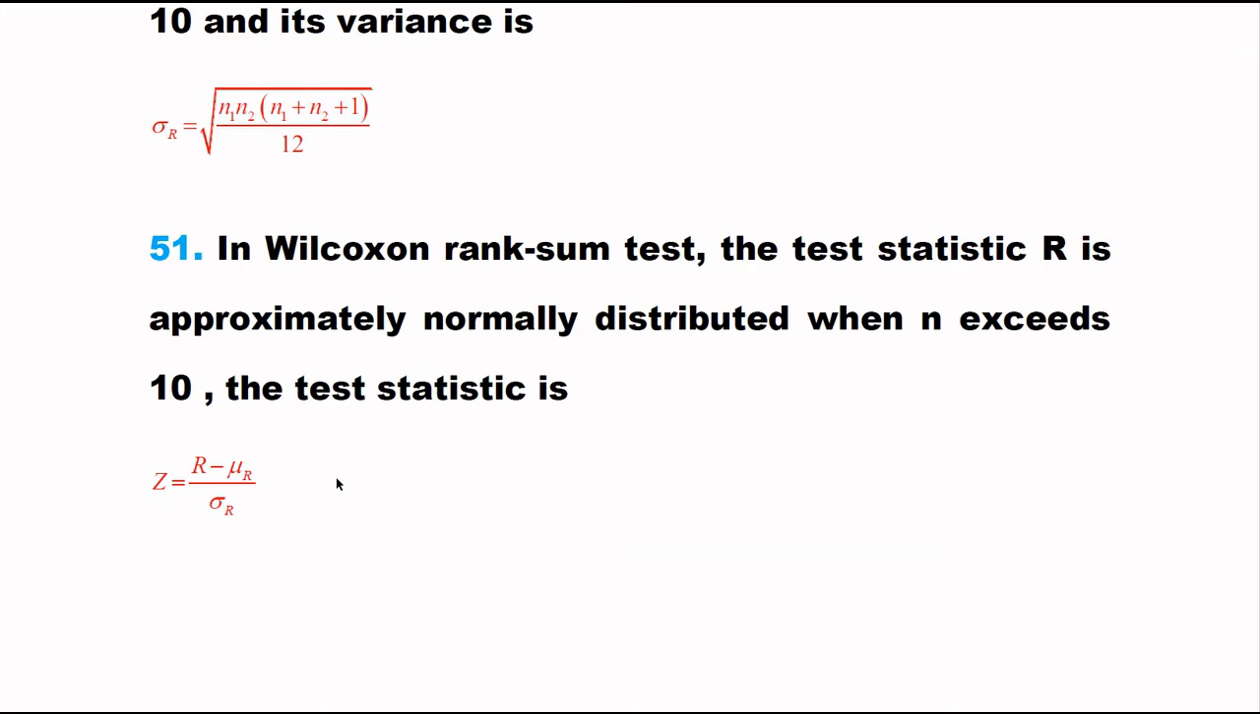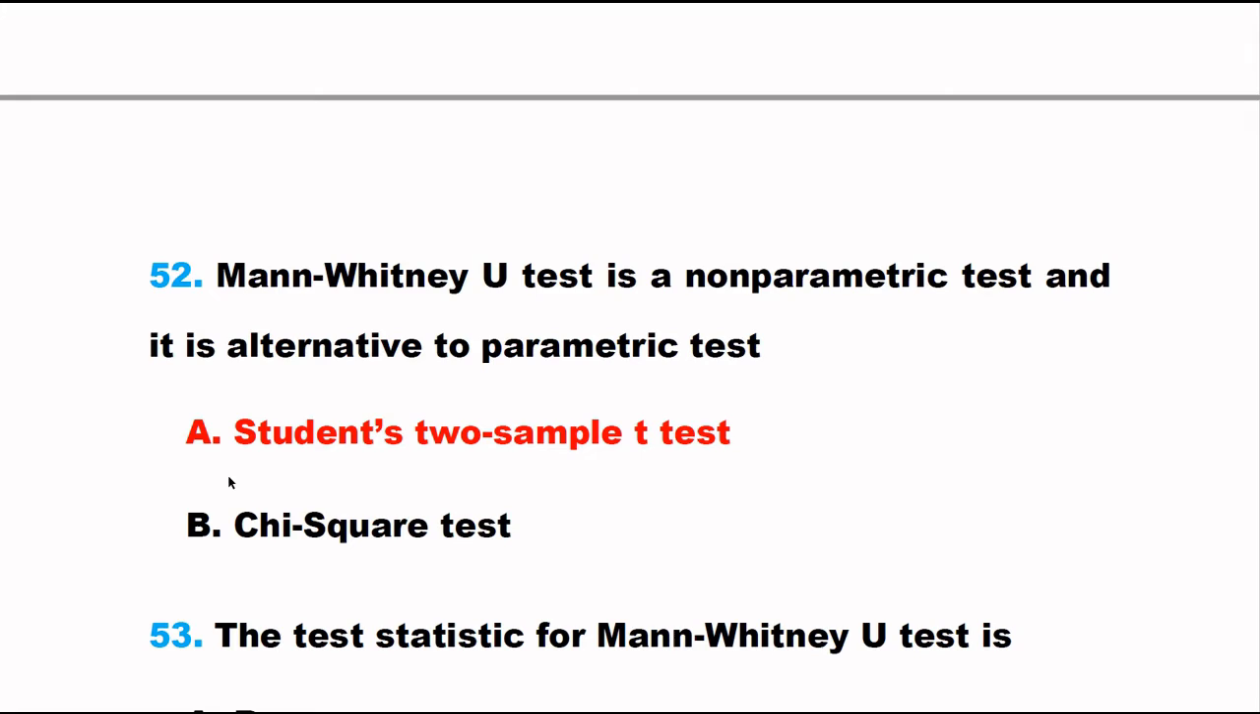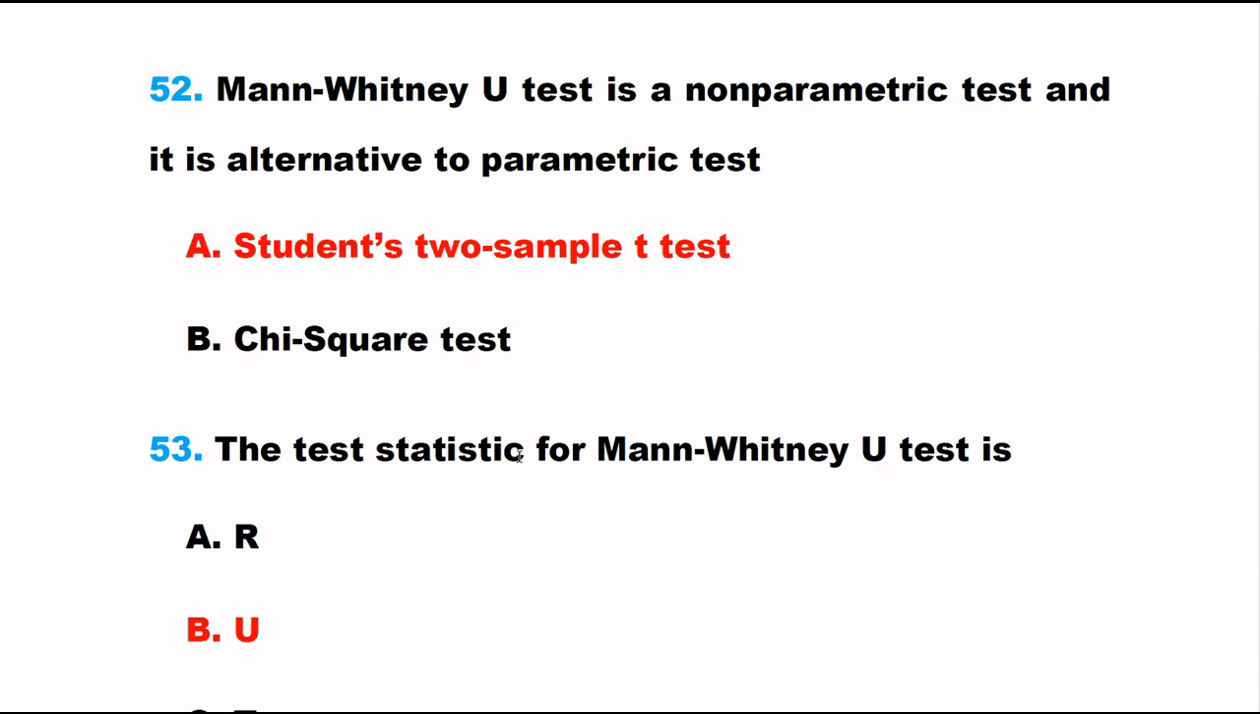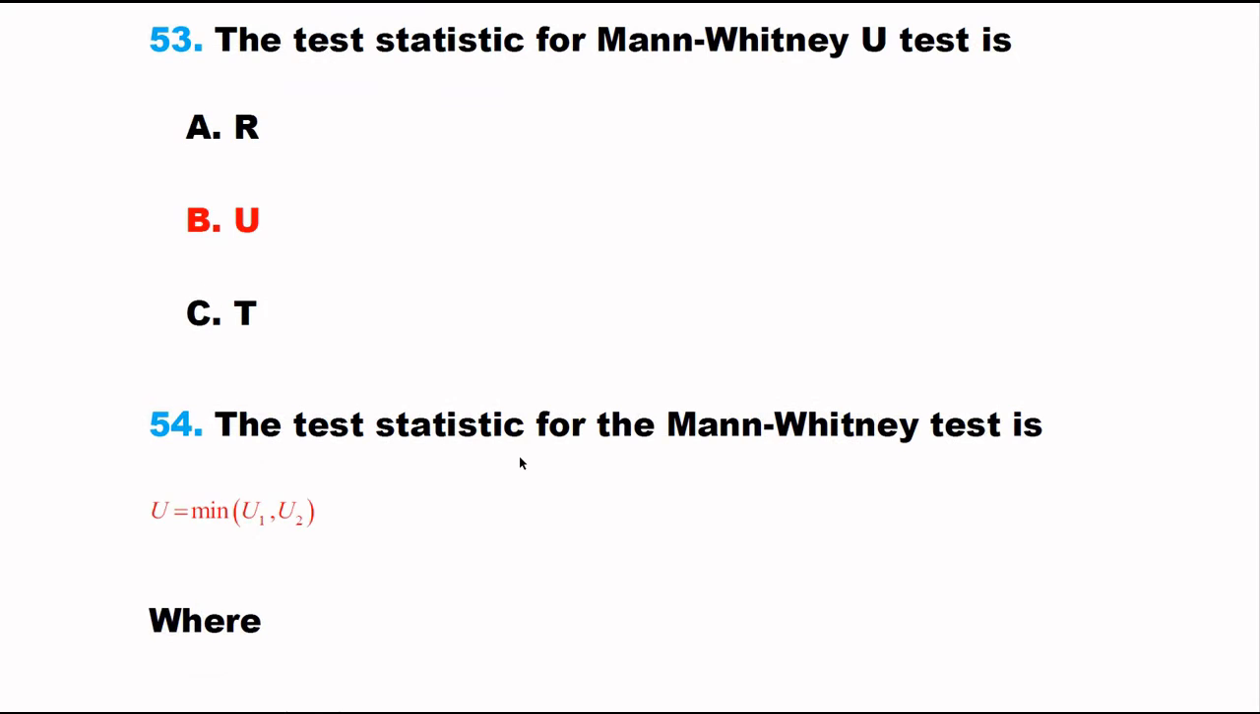Wilcoxon rank sum test statistic R is approximately normally distributed when n exceeds 10. Then its test statistic is z equal to r minus mu r over sigma r. Mann-Whitney U test is a non-parametric test and it is an alternative to the parametric Student two-sample t test. The test statistic for the Mann-Whitney U test is U.